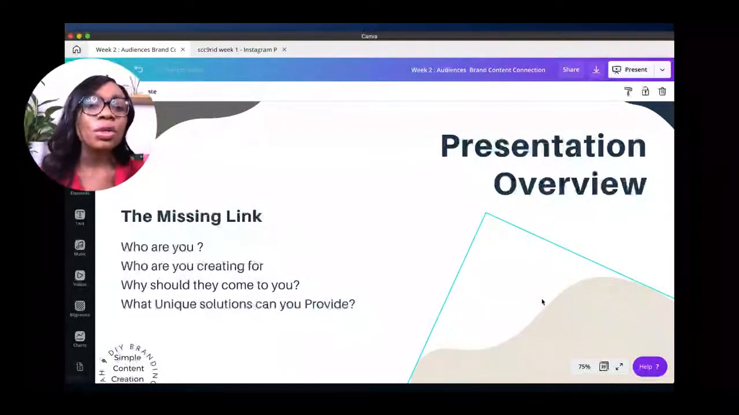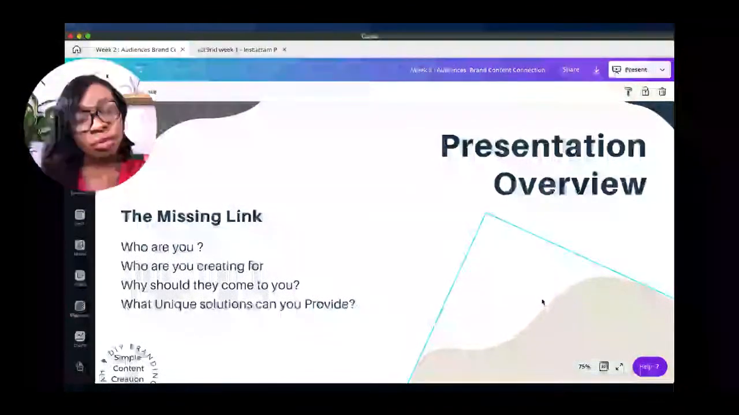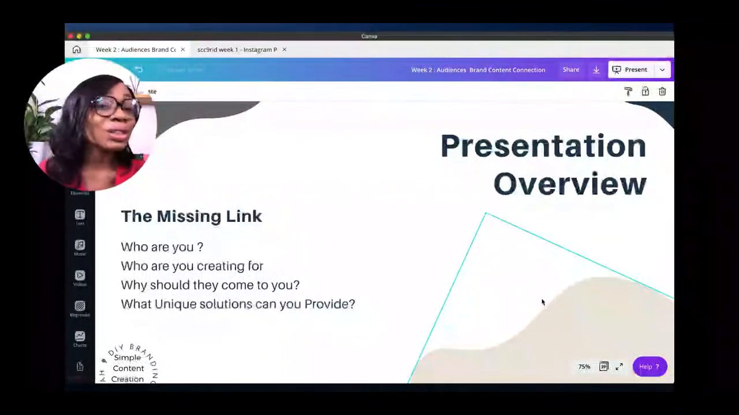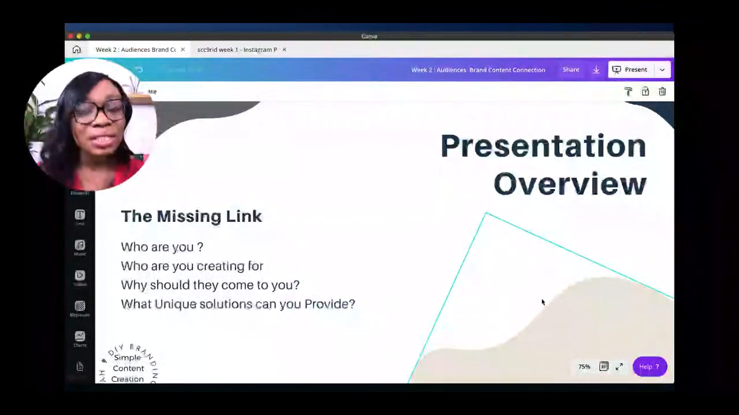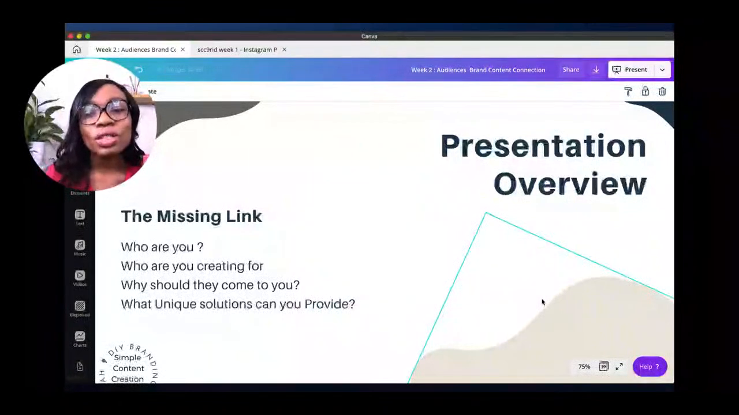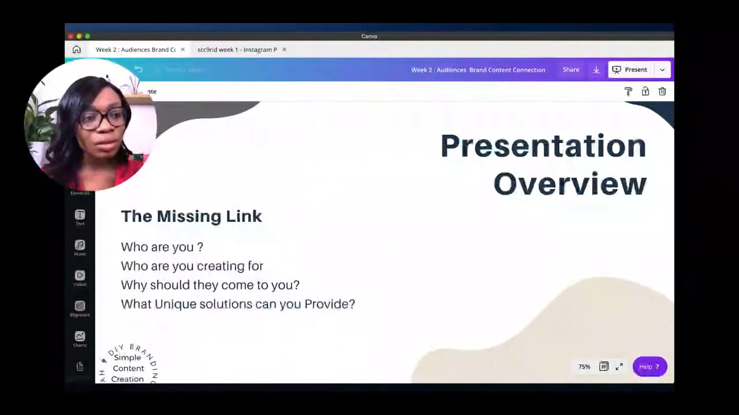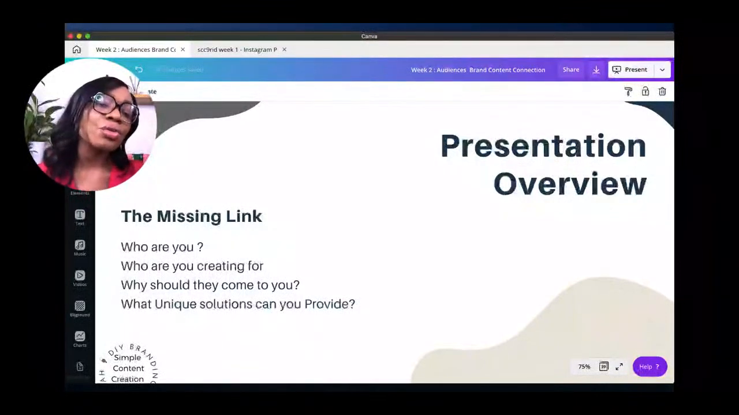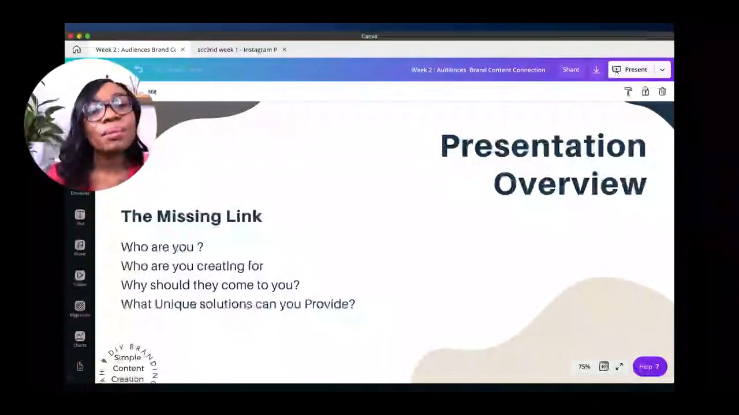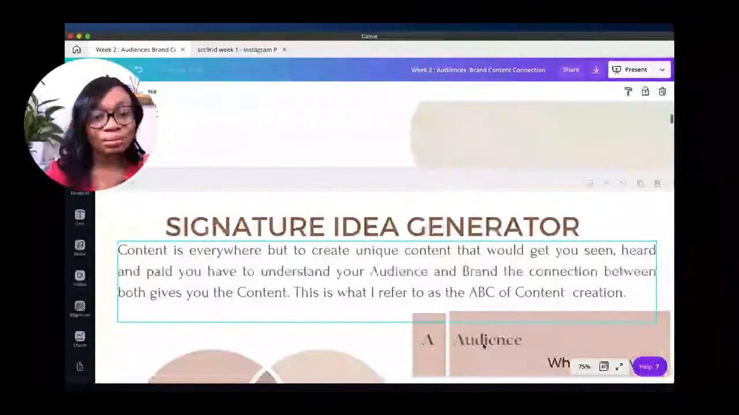Then look at who you're creating for. And as we've said, you're creating for your audience. If you do not know who you're creating for, then it's impossible to create content for this person. Then we have to look at why should they come to you? What solutions do you provide that will make them want to work with you? It's important that you are creating content that will help your audience, but you need to have a unique solution that you can provide that makes them come to you. So that's in addition, that's what we're going to look at.